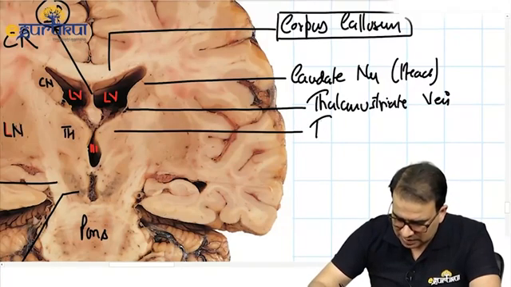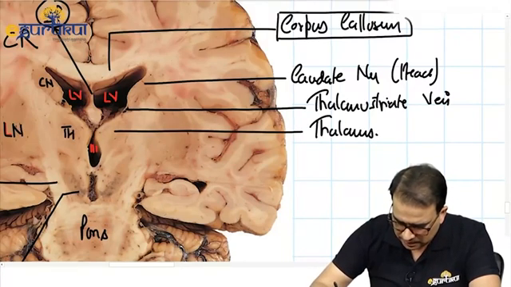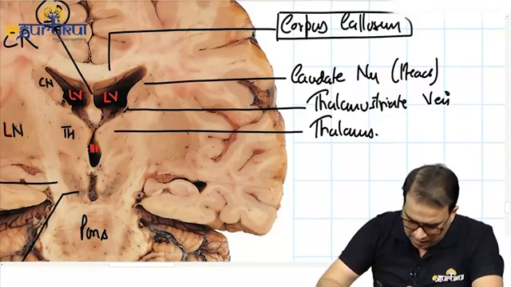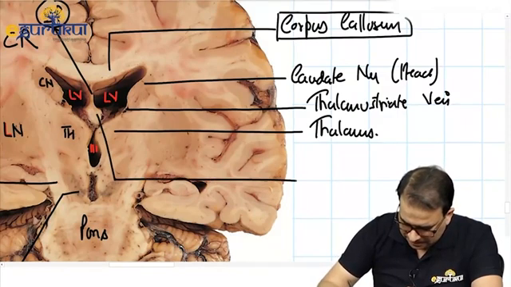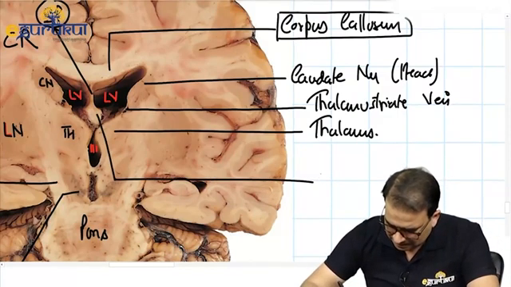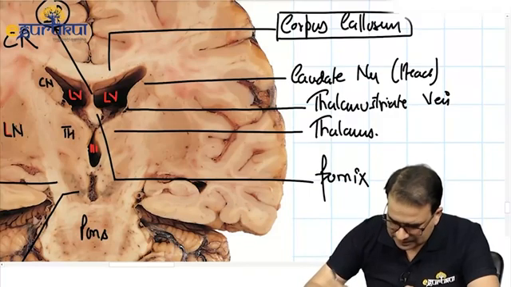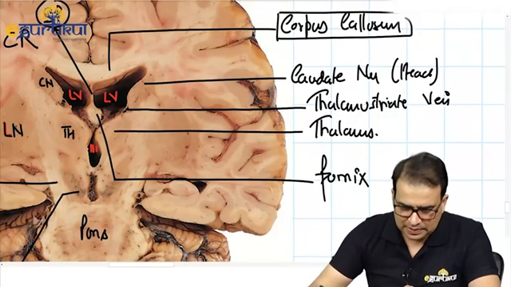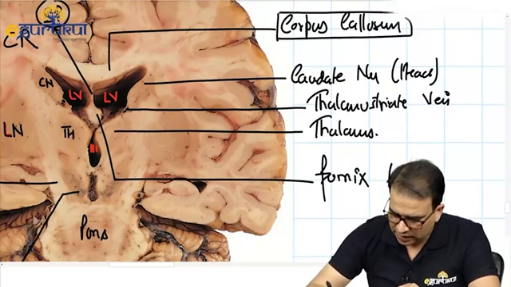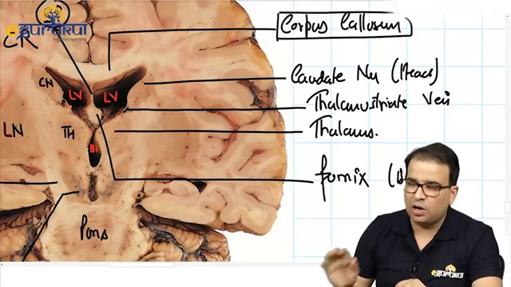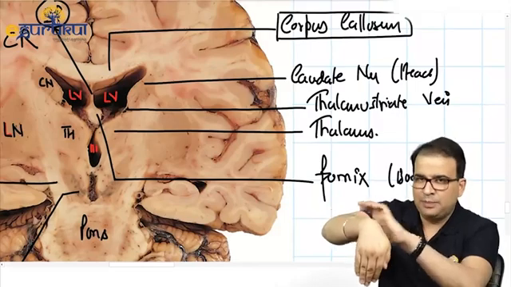This, of course, is the thalamus. And this here is the fornix. That is the fornix, the body of the fornix can be seen. Previously, we saw the columns of the fornix, which is the anterior part. That's the body of the fornix.